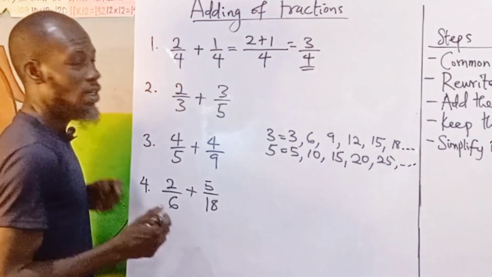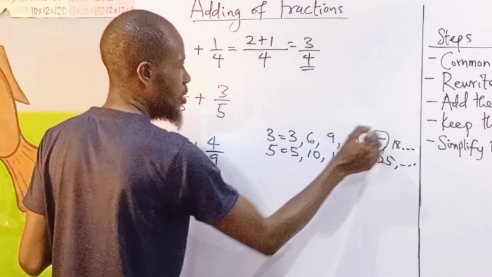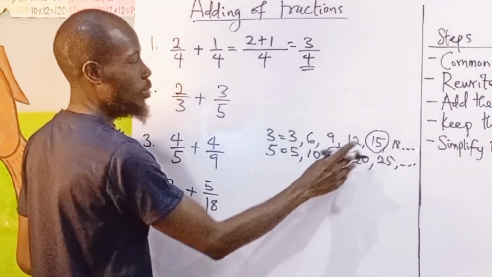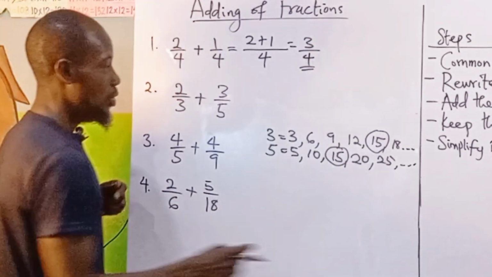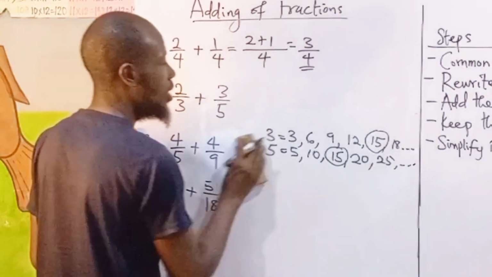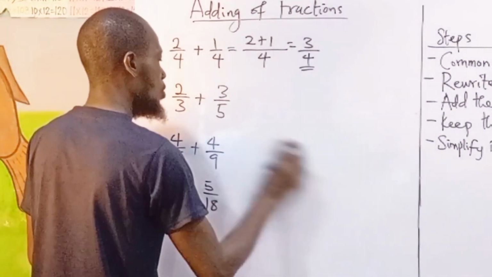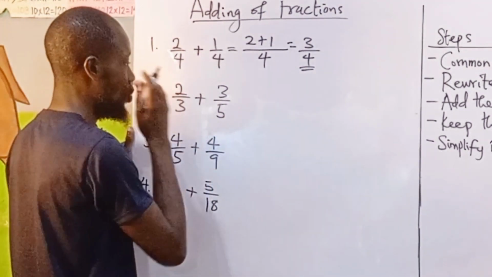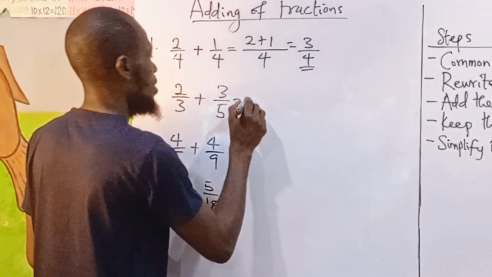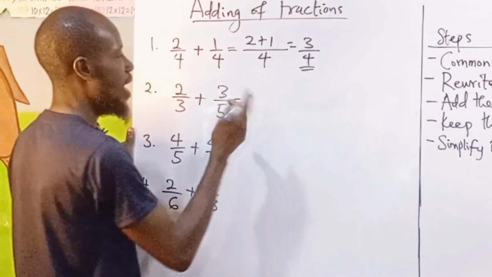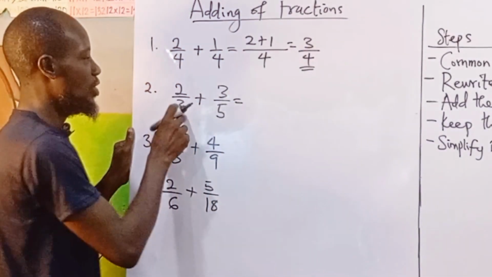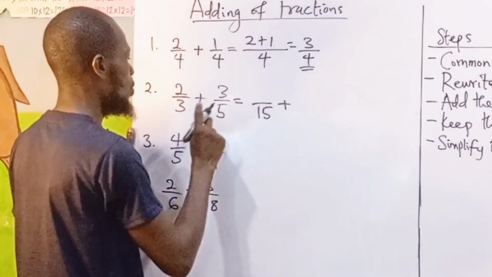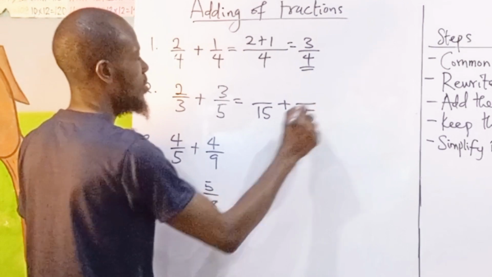Now, if you look at this, here we have the common multiple. That is the least common multiple we are going to use. So we have the least common multiple for the two numbers, and that is 15. So we will write these fractions in terms of equivalent fractions. So you can have 15 here, and on this side we also have 15.